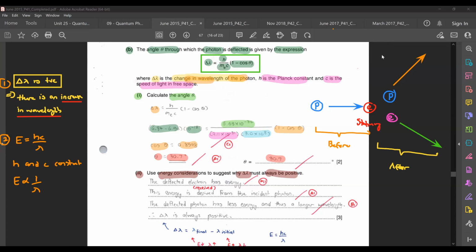So let's just consider this now. When you talk about the case before the collision, your photon here has a certain energy. This one has energy, but your electron here being stationary, it has no energy. Okay, after collision, both of them by right should move away. So this one still has energy.